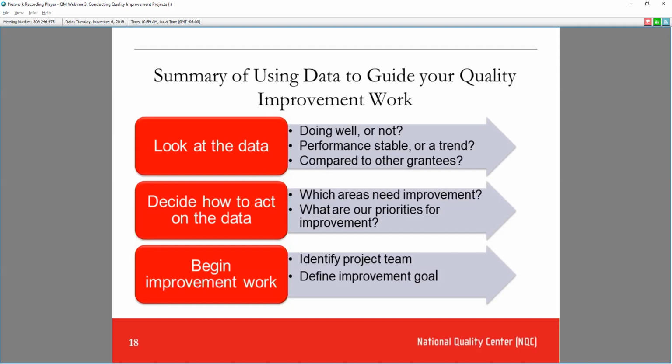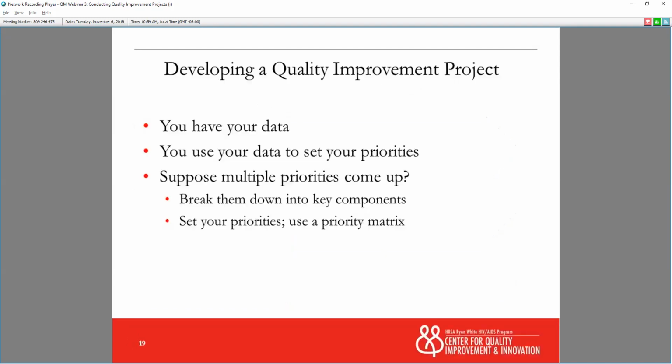Okay. So in the first part of this, we talked about data, the importance of drilling down. Now we want to talk about developing a quality improvement project. Okay. As I kind of alluded to before, your data may tell you multiple things that are going on. And that could be good, that could be not so good, simply because with multiple things going on, how do you know what to do? Okay.